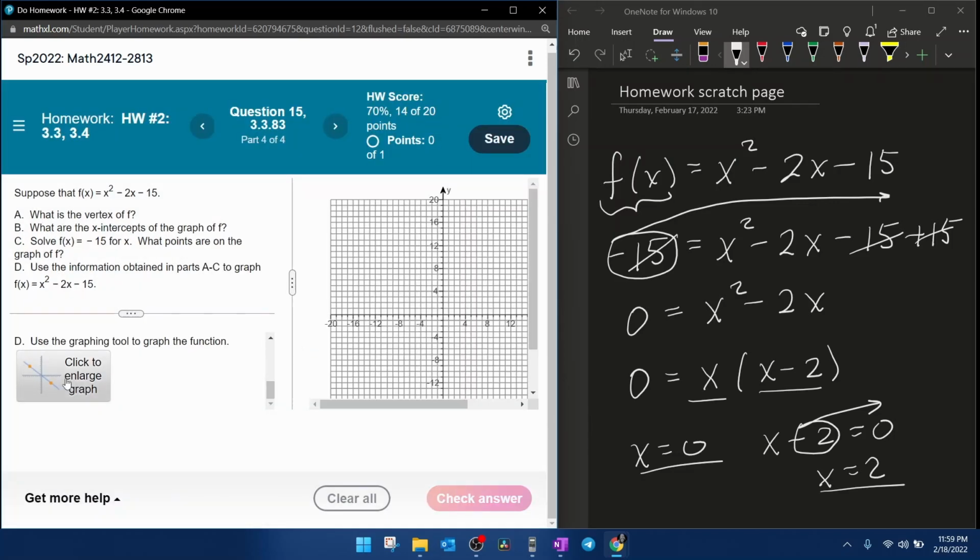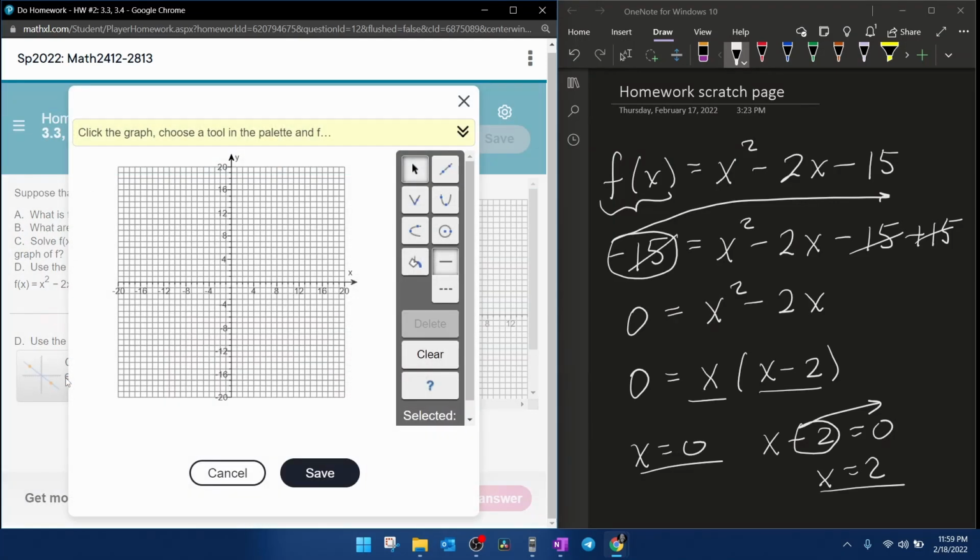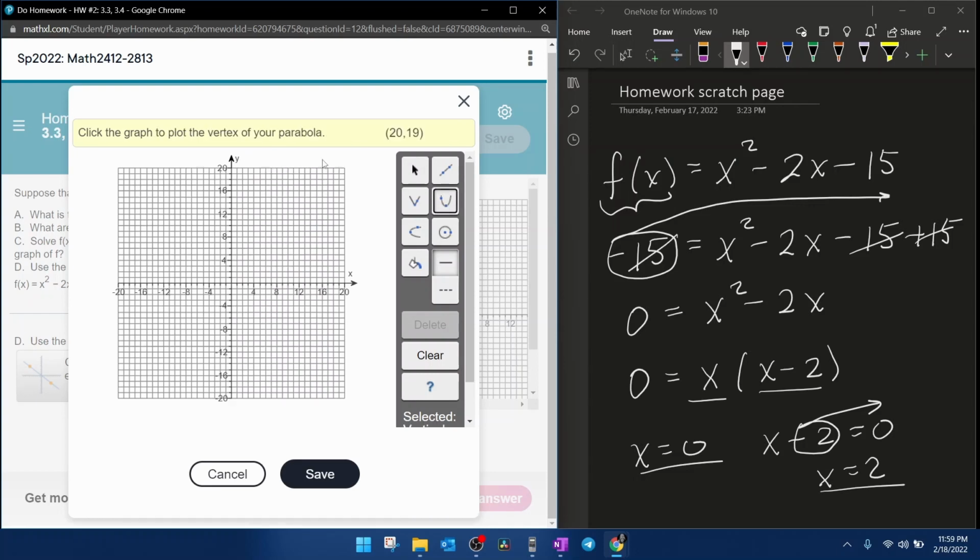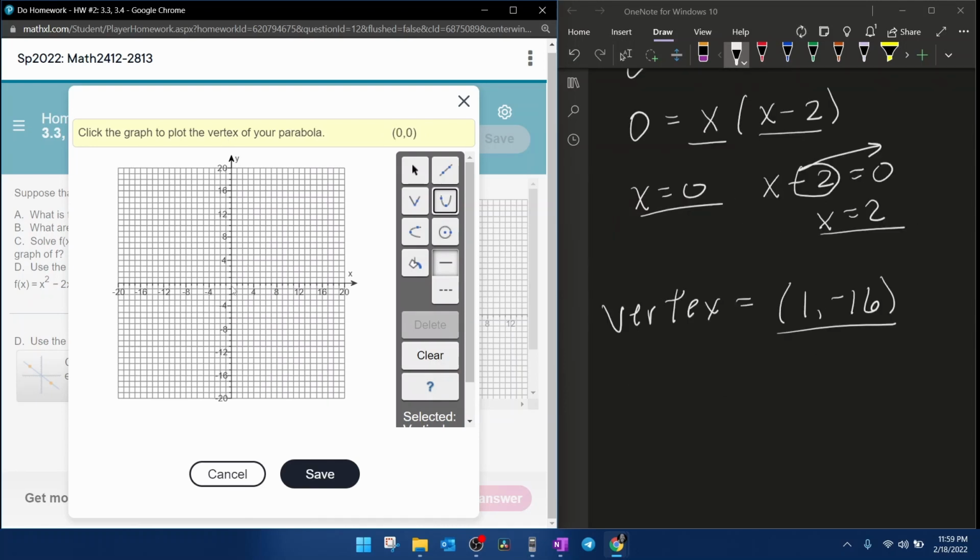And next they want me to graph. So we're going to click to enlarge the graph. We're going to have to choose the parabola tool. They want the vertex first. So if we go back and look at our previous work, we know that the vertex is the ordered pair 1, -16. You can look in the yellow toolbar up there to make sure you're at the right coordinates and click.